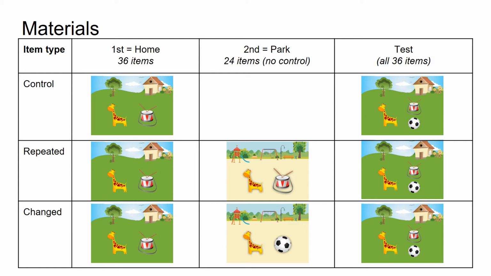Here you can view examples of the item types. The controlled item types were animal toy associations that were only presented at home. Repeated item types were animal toy associations that stayed consistent across both home and park. And changed item types are animal toy associations that changed between the 2 locations.